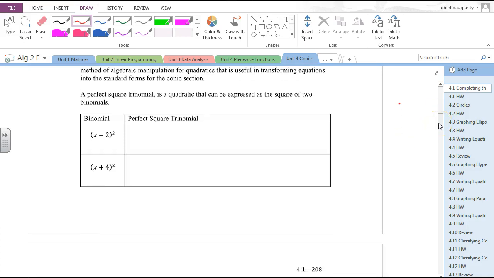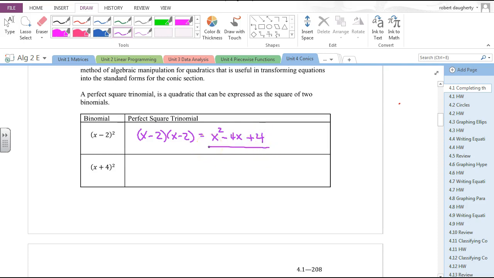x minus 2 squared. Please don't tell me this is x squared minus 4. Do you agree? It's not x squared minus 4, right? How do I figure out what x minus 2 squared is? Yeah, it's x minus 2 times x minus 2, which is x squared minus 4x plus 4.